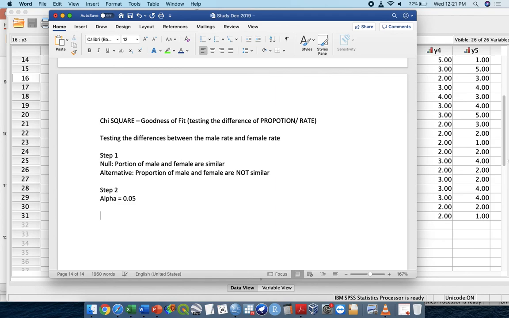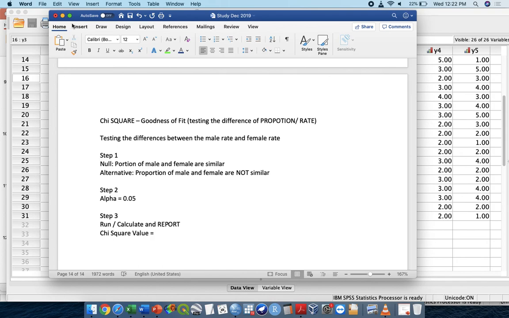Alpha 0.05, and then step number 3 is what? Run the analysis or calculate. Run or calculate and report. What you need to report? You need to report the chi-square values.